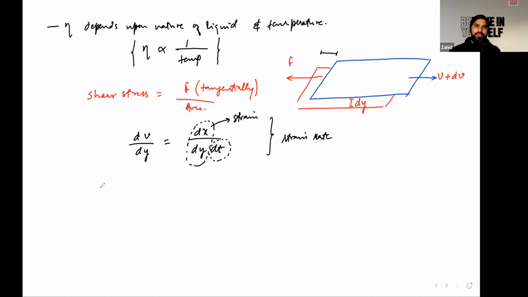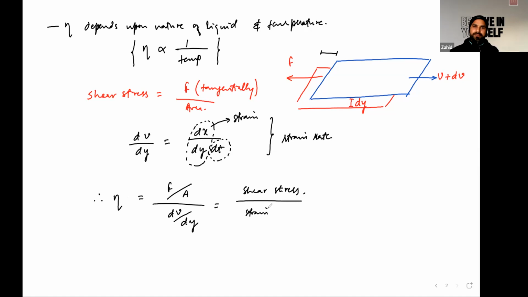So related to these two terms, we can write coefficient of viscosity equals F divided by A, whole divided by dV over dy. This numerator is nothing but shear stress, and this denominator is nothing but strain rate. So coefficient of viscosity is also equal to the ratio of shear stress and strain rate. Is it clear?